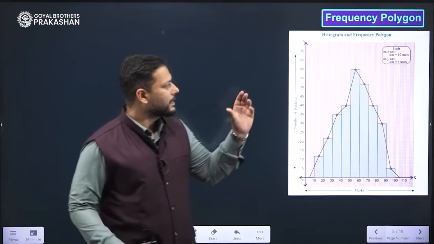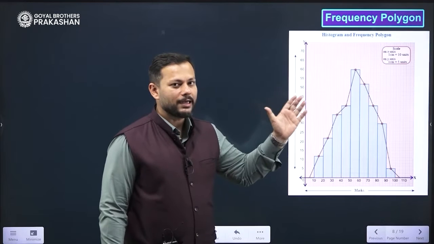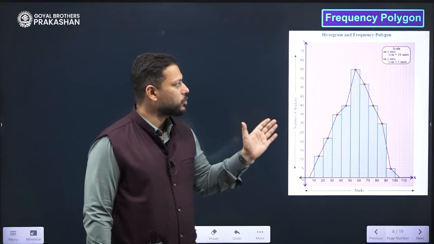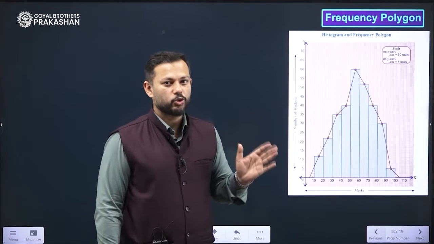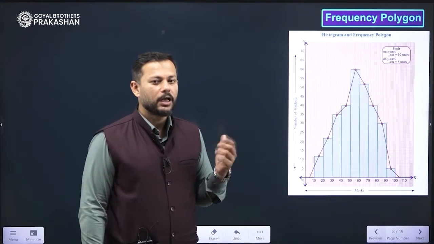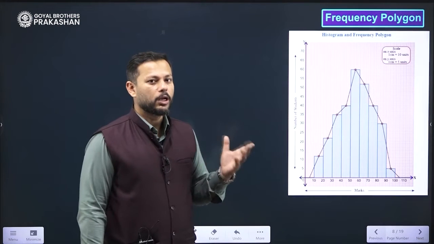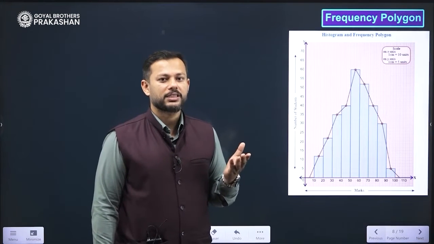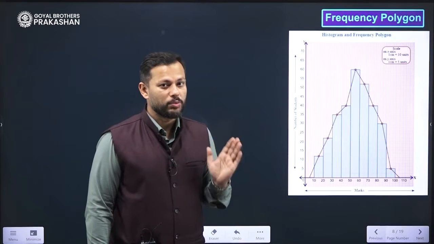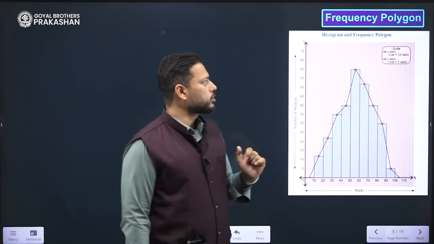If we look at its name, it contains the word polygon. That means there has to be a closed figure. There has to be a figure with sides, which has to be a closed figure, isn't it? A polygon is that itself. Polygon means what? It is a many-sided figure. It is a figure which has many sides and it happens to be a closed figure. So it should have a closed figure.